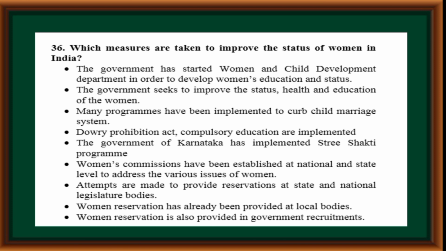Which measures are taken to improve the status of women in India? The government has started Women and Child Development Department in order to develop women's education and status. The government seeks to improve the status, health and education of women. Many programs have been implemented to curb child marriage system. Dowry Prohibition Act, compulsory education are implemented. The government of Karnataka has implemented Stree Shakti program.